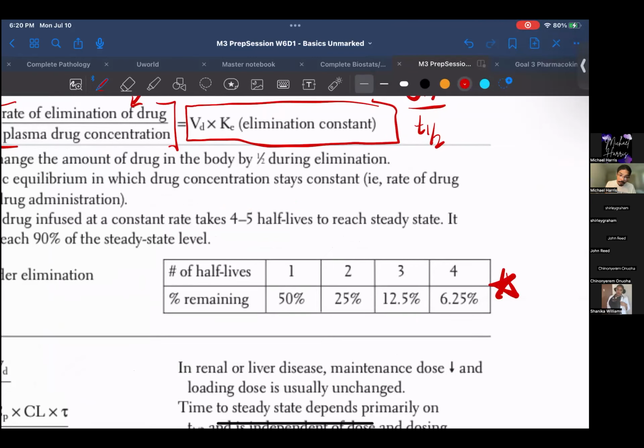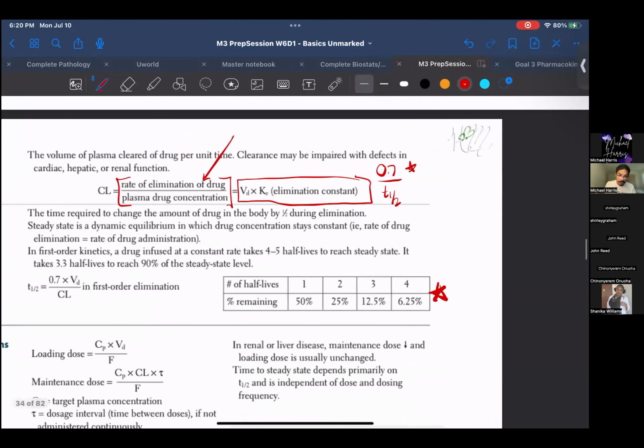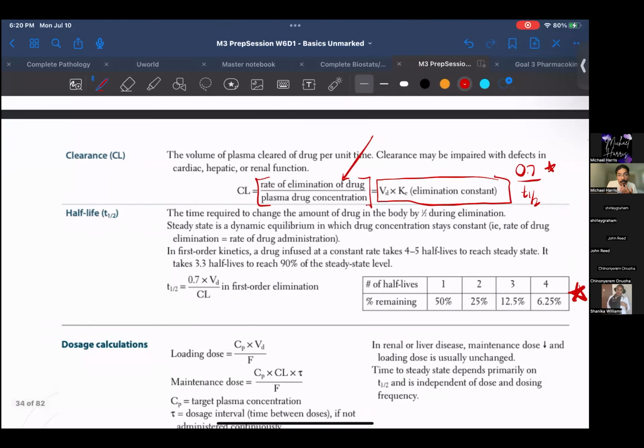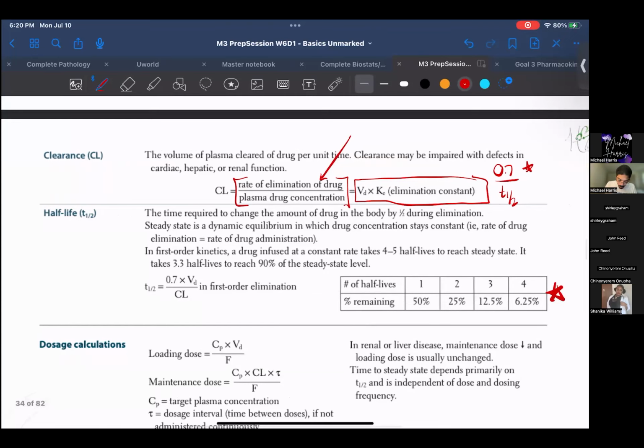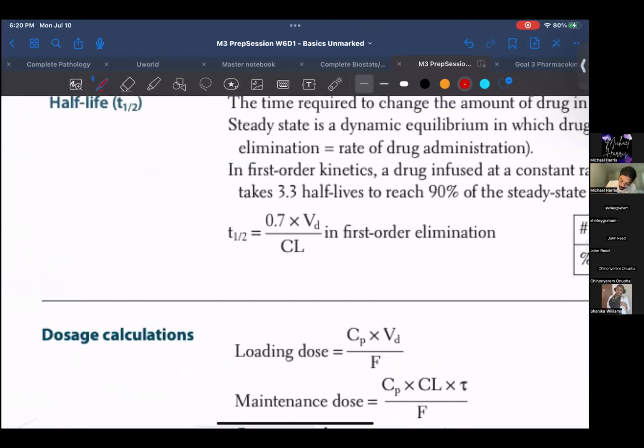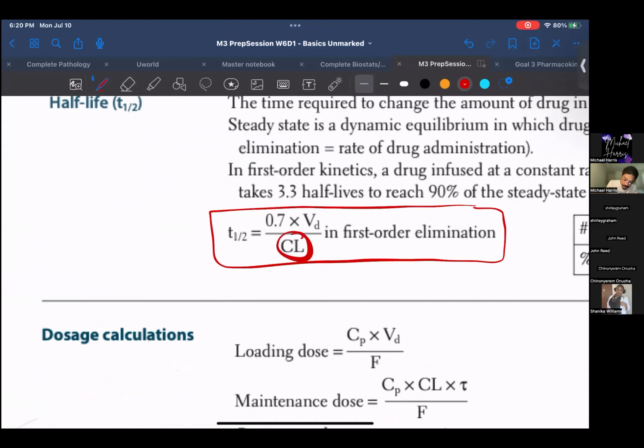Okay? Now, good on that. Any questions on that? No. Okay, good. Now, let's go on and continue. So here, this equation, all they did was manipulate the clearance equation because clearance used to be here. So they just took half-life and clearance and moved them. So it's the same equation, but they just moved those two.